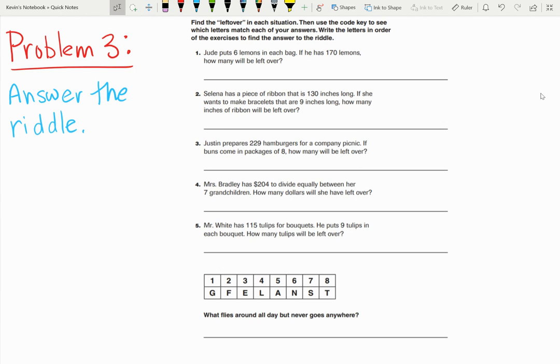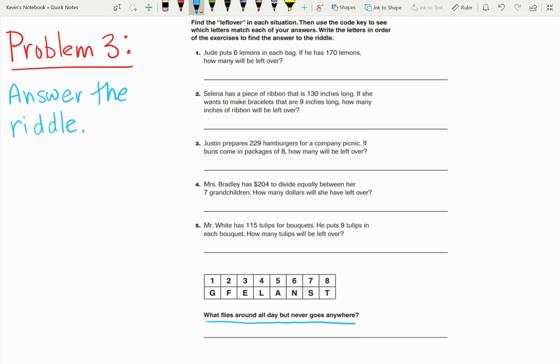Find the leftover in each situation. So that's going to be the remainder for problems 1 through 5. So when it says find the leftover, we're going to be using the remainder. Then use the code key to see which letters match each of your answers. Write the letters in order of the exercises to find the answer to the riddle. So again, you're going to be answering down here at the bottom, what flies around but never goes anywhere.